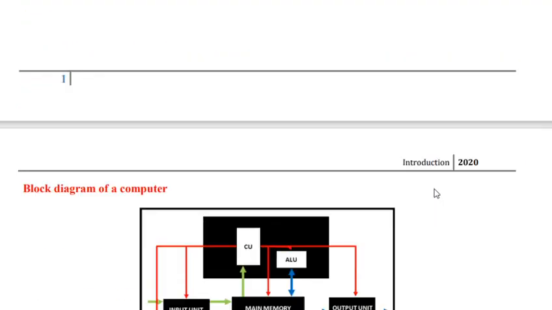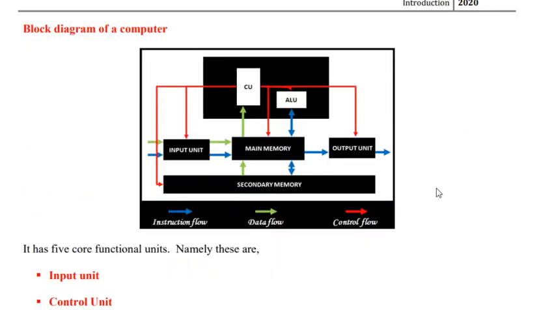Now let us try to understand a computer with the help of a very neat block diagram. If you observe this particular block diagram, you'll find that there are several interacting units that are collaboratively capable of realizing the operation of a computer system. So here we have input unit, output unit, memory unit, and central processing unit, wherein we have control unit and arithmetic and logical unit. Now let us try to identify the roles of the individual units.